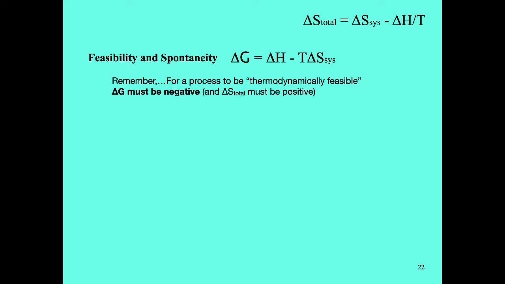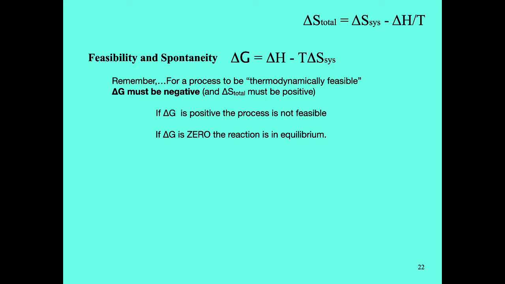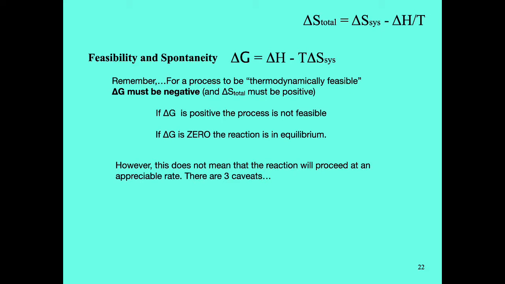So let's look at some examples of this, and let's look at some details of this equation, Gibbs free energy. Remember, for a reaction to be considered spontaneous or thermodynamically feasible, delta G must be negative, and delta S total must be positive. If delta G is positive, then the process is not feasible, and if delta G is zero, the reaction will reach equilibrium.